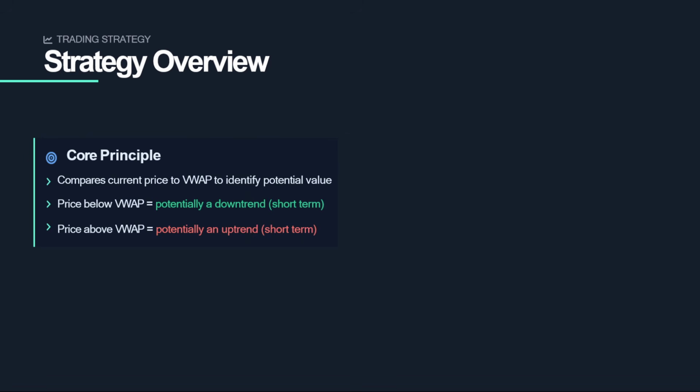The strategy relies on a basic concept: comparing price to VWAP. If the price is below the VWAP, we consider it a short-term downtrend. And if the price is trading above the VWAP, it's in a short-term uptrend.